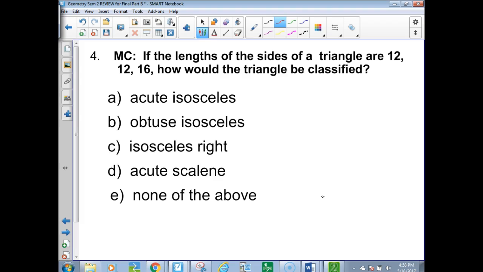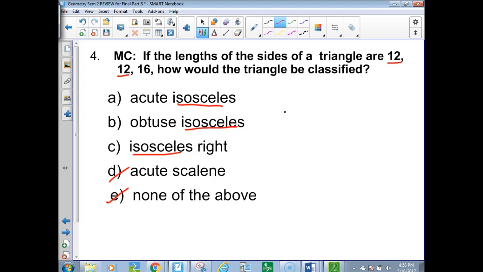Multiple choice question. If the lengths of the sides of a triangle are 12, 12, and 16, how would that triangle be classified? Well, first of all, we notice that it has 2 congruent sides. So we know for sure it's isosceles. So that gives us A, B, or C and eliminates D and hopefully E.